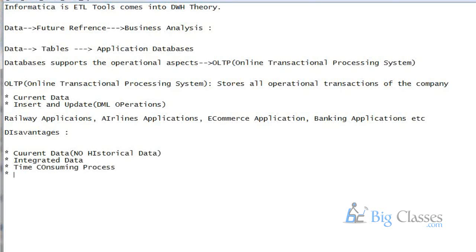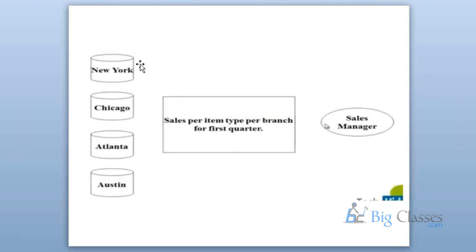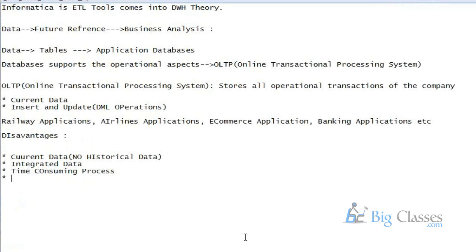And if we have data existing in different RDBMS, right? You have the data existing as: New York system is on Oracle, Chicago is on Teradata, Atlanta is on MySQL, and Austin is on SQL Server. So you have the data existing in different RDBMS. No tool in the market or no technology that we have in the current market can get the data from multiple databases, multiple heterogeneous RDBMS.